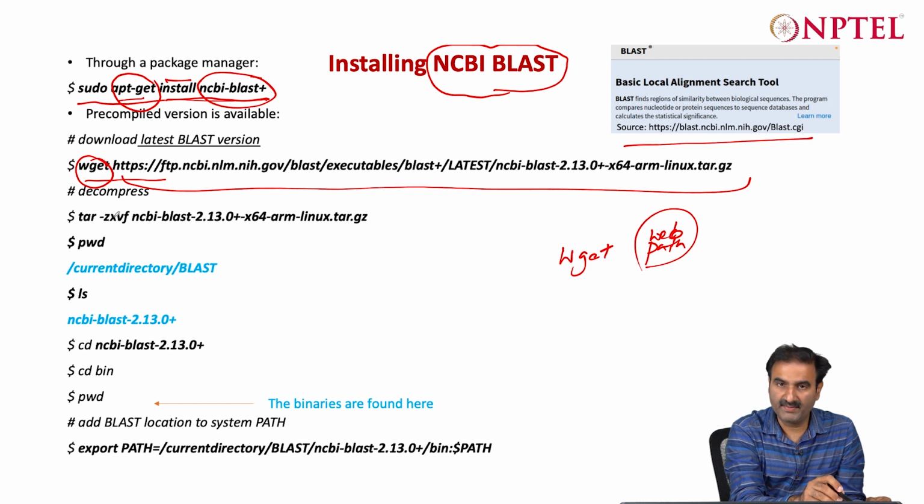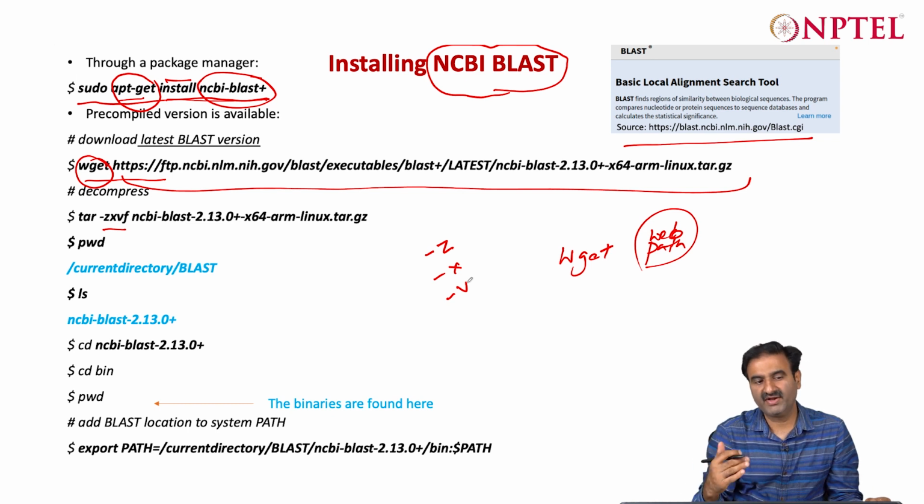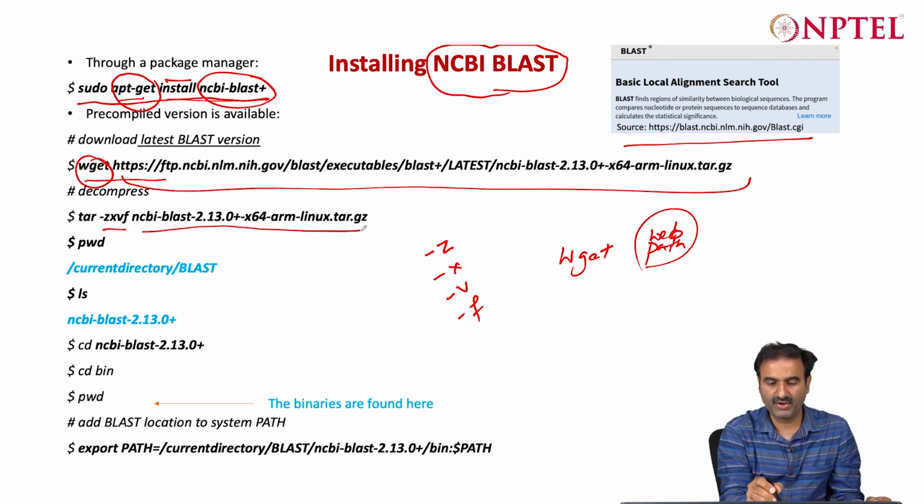After that you will decompress it using tar -zxvf. Z is for decompress, uncompress. X is for extraction, since it could be a bundle of files. V is for verbose, that means whatever it is doing will be printed on your screen, and F is for file. So zxvf and this .tar.gz file will uncompress in your system.